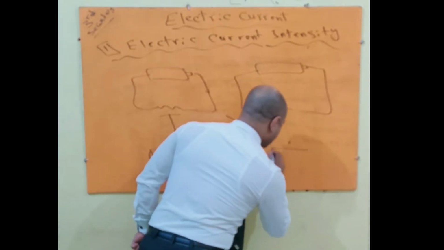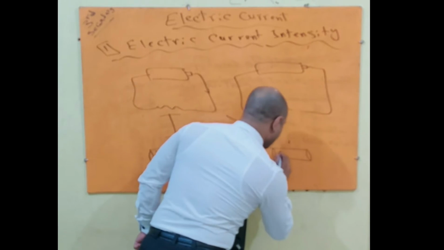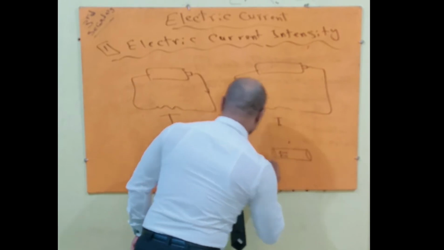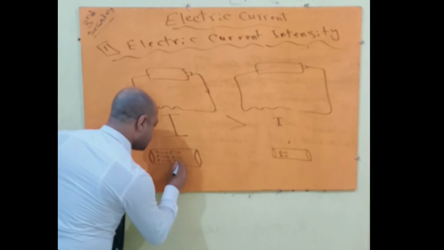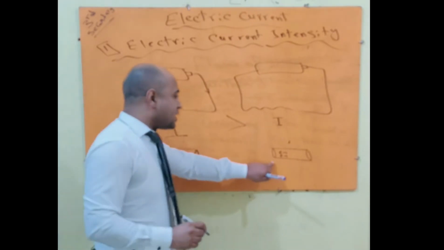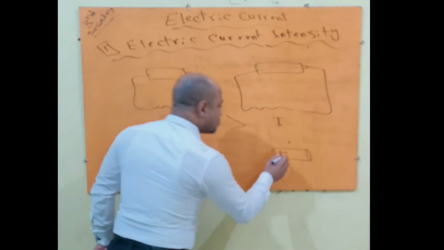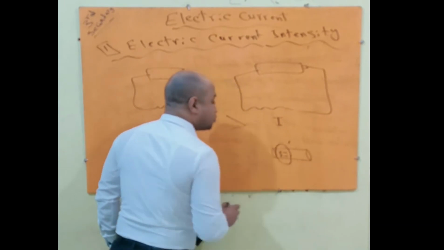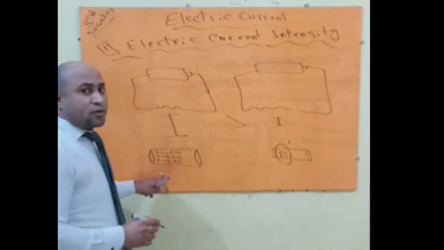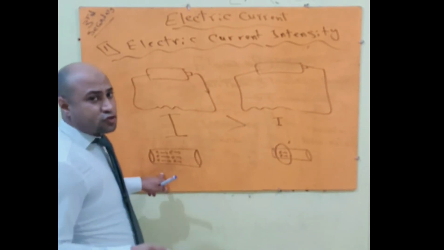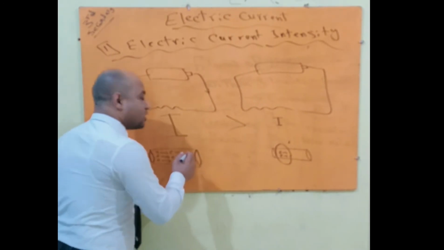In this circuit, the number of electrons, or the quantity of charges, that flow through a cross-section area is smaller than the quantity of charges that flow through a cross-section area in 1 second.